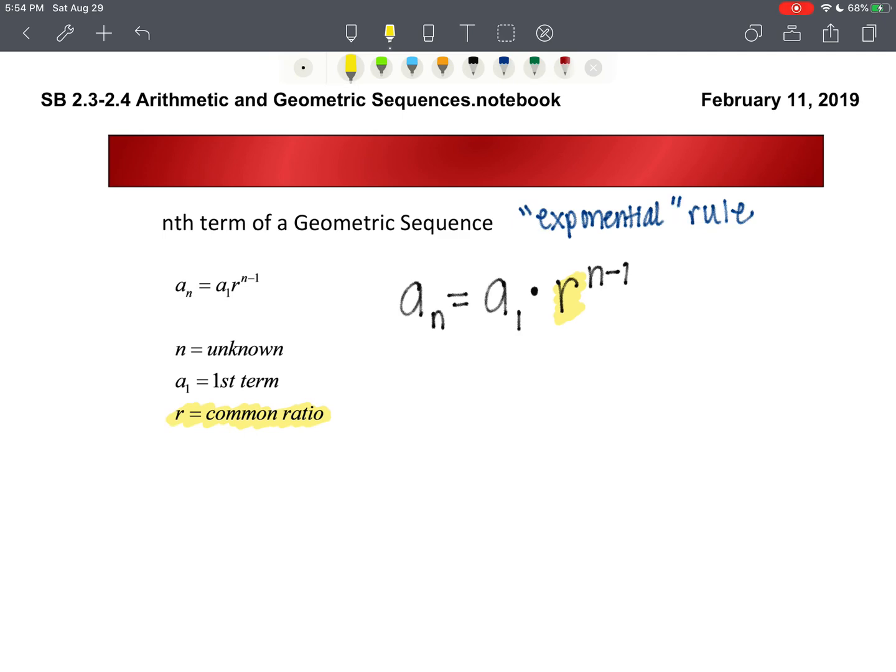N is your unknown. So n is your unknown. And then a sub 1 again is the value of your first term.